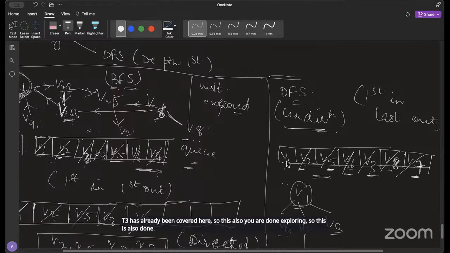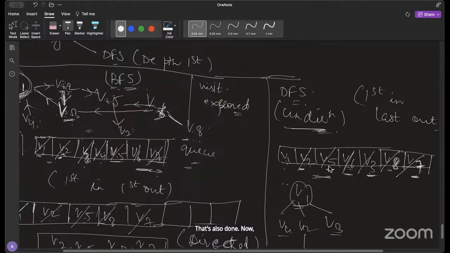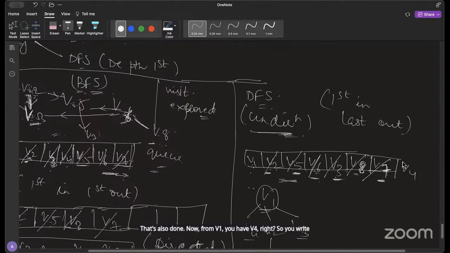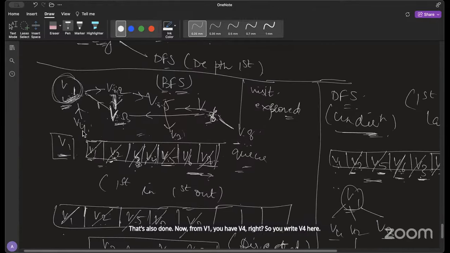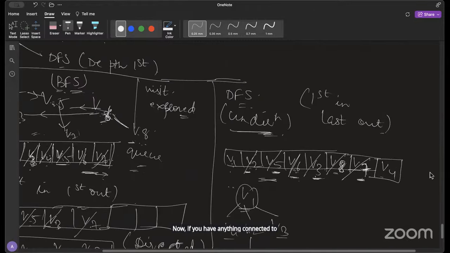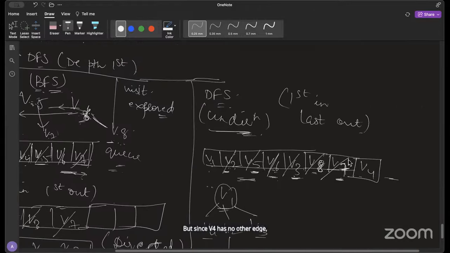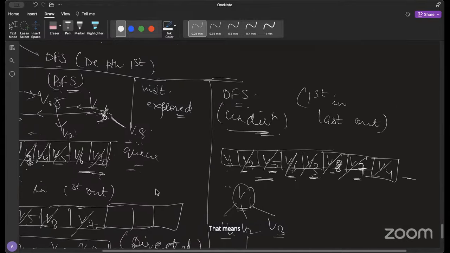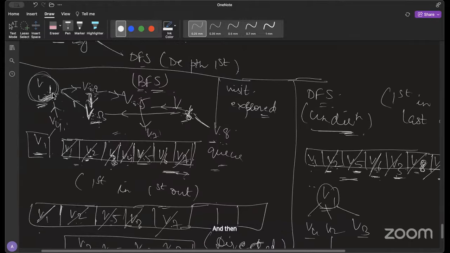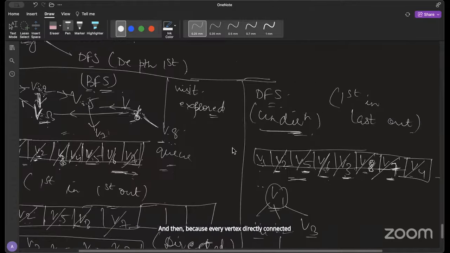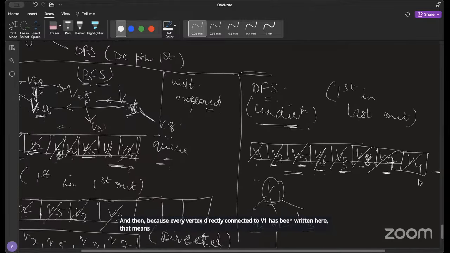And then you come back to V1. That's also done. Now from V1 you have V4, right? So you write V4 here. Now if you have anything connected to V4, you write it here next to this. But since V4 has no other edge, that means you're also done exploring V4. And because every vertex directly connected to V1 has been written here, that means V1 is also done.